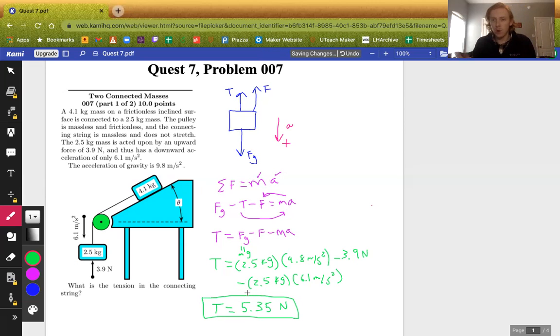Remember, for this problem you're going to have different numbers, so make sure you're using your particular numbers and not what I've used. The algebra and the process is the same, but the numbers are different. So hopefully that helps. Good luck, y'all.